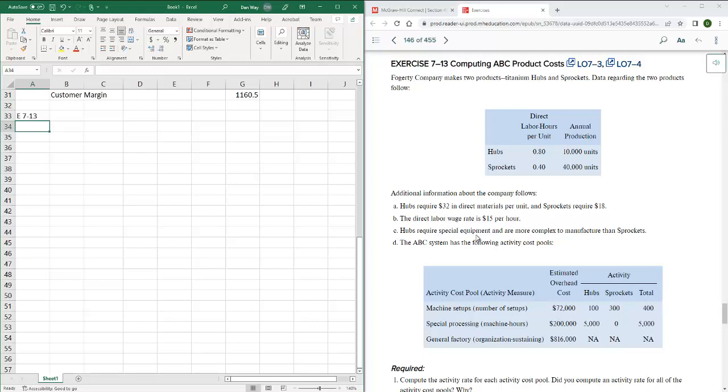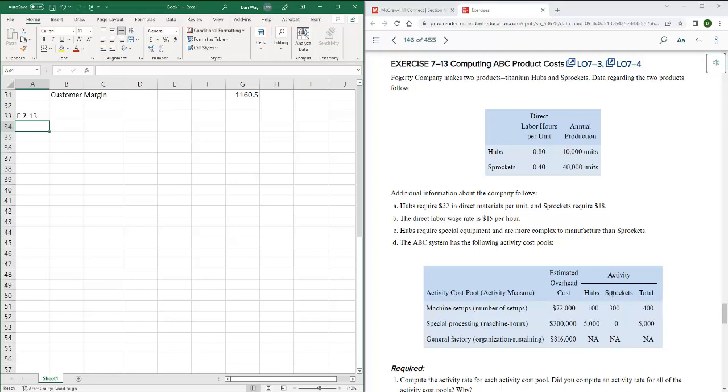Hubs require some special equipment and are more complex to manufacture. We also know that the ABC system has defined 3 activity cost pools here: machine setups based on number of setups, special processing based on machine hours, and then general factory costs based on org sustaining measures, if you will.